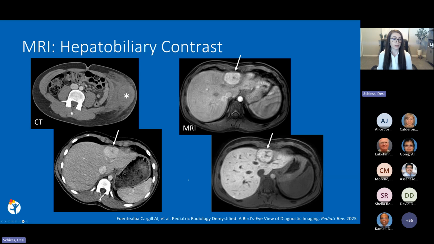for liver lesion characterization. The lesion demonstrates early arterial hyperenhancement and retains contrast on 20-minute delayed images during the hepatobiliary phase, indicating that this lesion contains functioning hepatocytes. There's also a central non-enhancing scar, and these findings are compatible with focal nodular hyperplasia, or FNH.